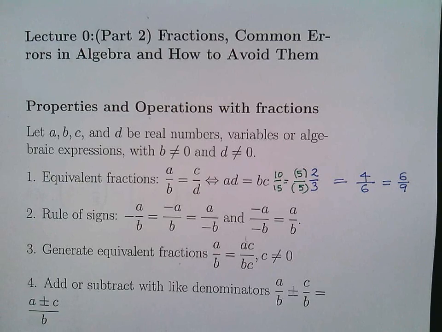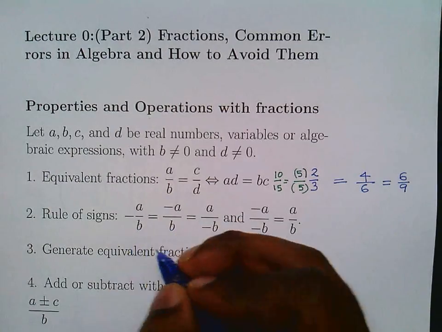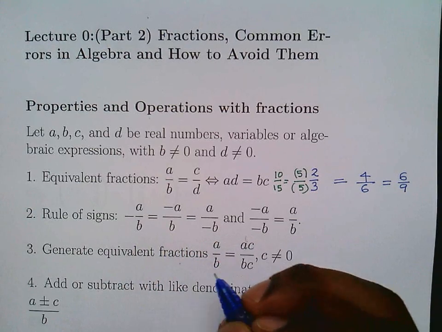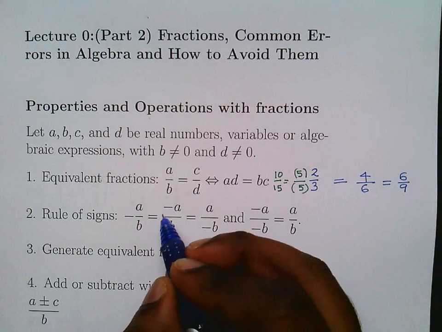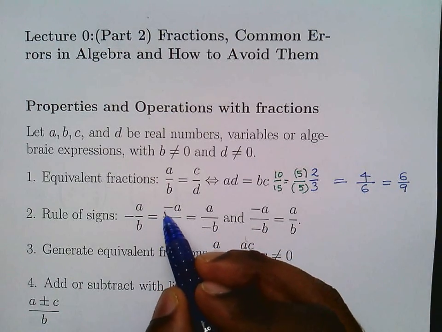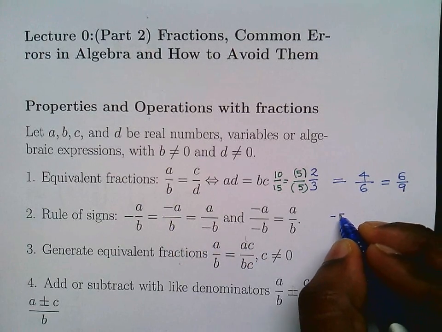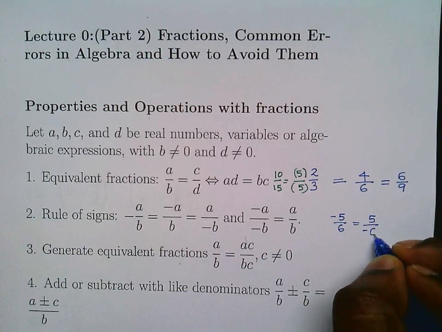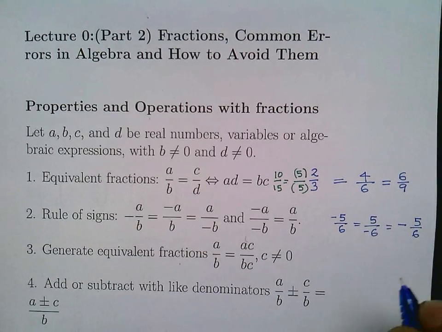Now, rule of signs. Now this is something some people get confused on, where does the negative sign go and what does it mean? And in fractions, if you have a single term on the top and the bottom, it doesn't really matter where you put the negative sign. So for example, negative 5/6 is the same as 5/negative 6, is the same as negative of 5/6 as a fraction.